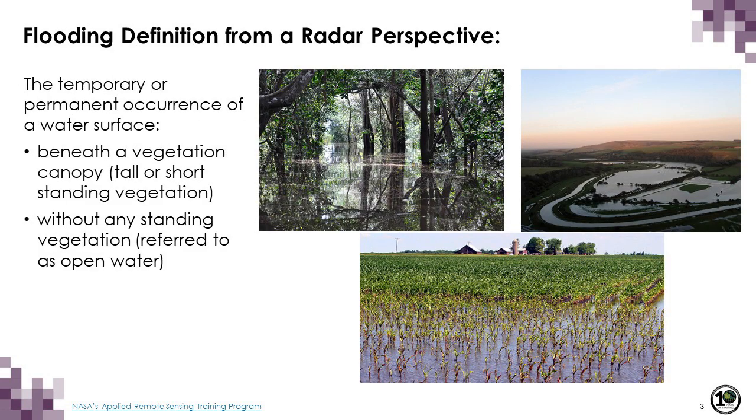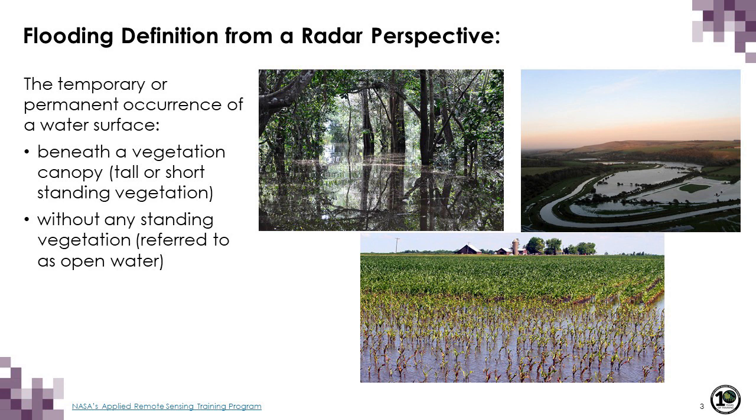First, I'll define flooding from a radar perspective, which refers to the occurrence of a water surface beneath a vegetation canopy, regardless of whether it is a forest or agriculture. So when I refer to an inundated forest, it means that underneath the vegetation canopy, there is standing water above the soil surface, as shown in the top left figure.